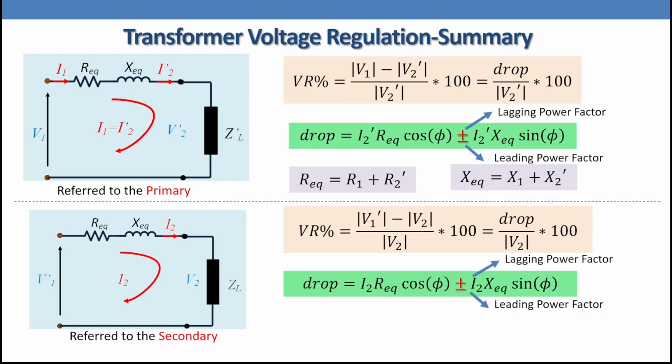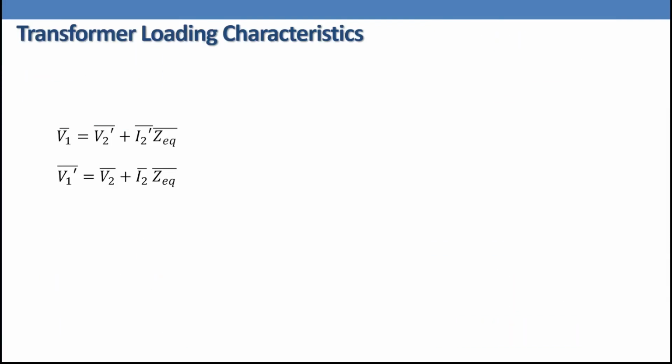In this case, drop equals I2 R equivalent cosine phi plus or minus I2 X equivalent sine phi, plus for lagging power factor, minus for leading power factor. If it's unity power factor, the drop is I2 R equivalent. Again, R equivalent here equals R1 dash plus R2, and X equivalent equals X1 dash plus X2. So far we know how to calculate the voltage regulation at full load.